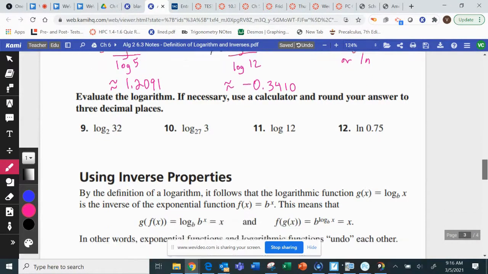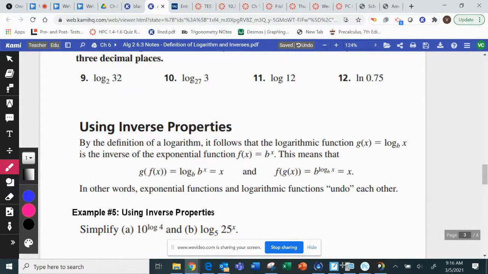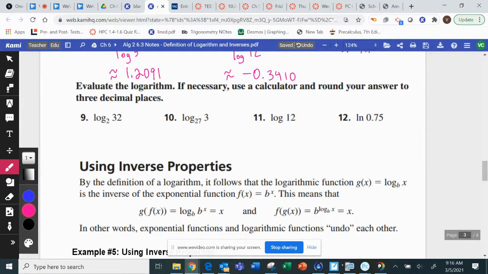Okay, I'm going to stop talking. On numbers 9, 10, 11, and 12, this says evaluate the logarithm. If you can't do it by hand, then it would be one that you can do in the calculator. But just because of time, I'm going to tell you, you can do these by hand. 11 and 12 are calculator. I want to see if you can find those answers by yourself. And then we only have one more thing to do.